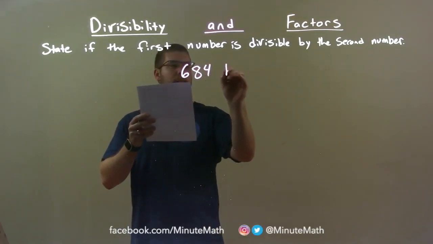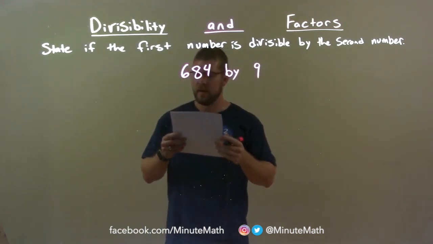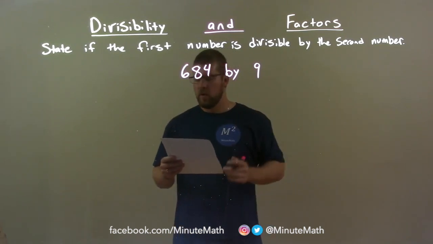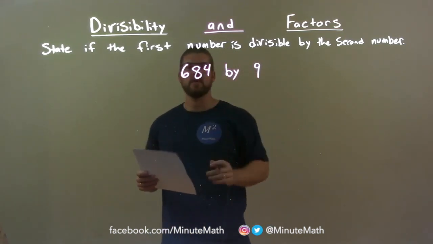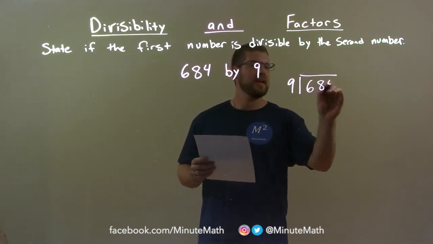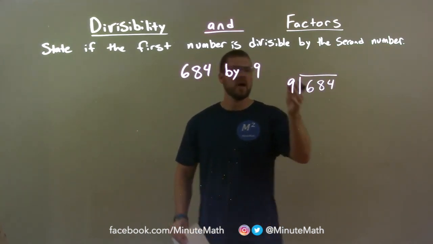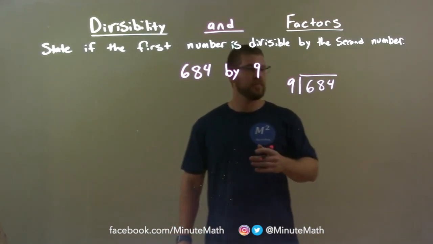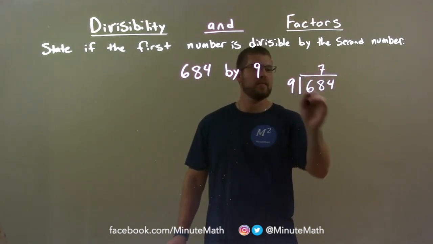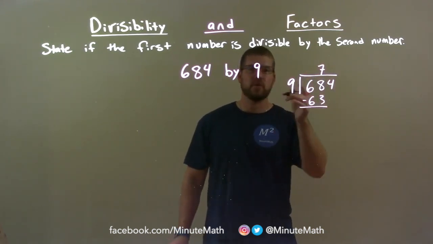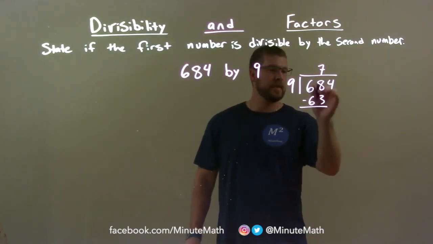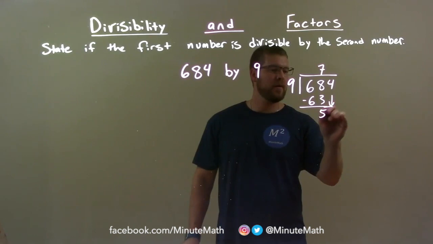Finally, 684 by 9. Is 684 divisible by 9? First step, does 9 go into 684 evenly? Well, 9 goes into 68 7 times, right? 7 times 9 is 63. Then we subtract. 68 minus 63 is 5, and we bring down the 4.